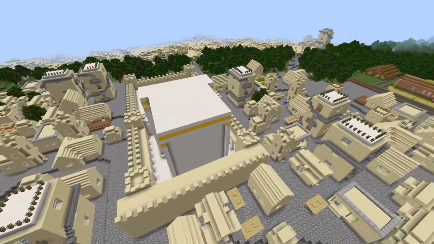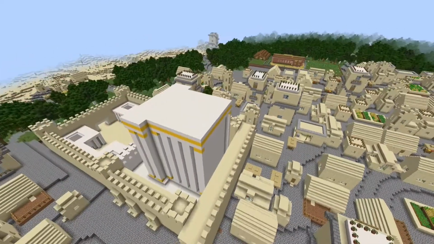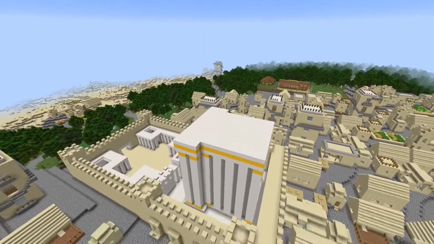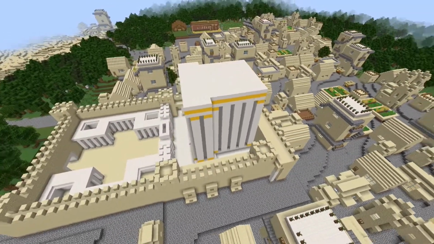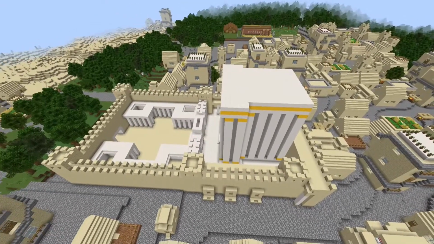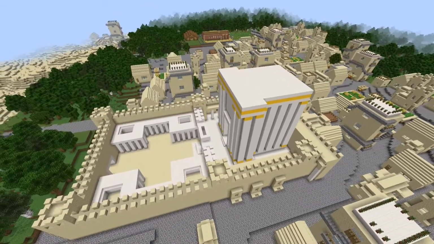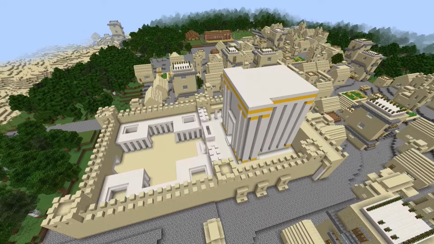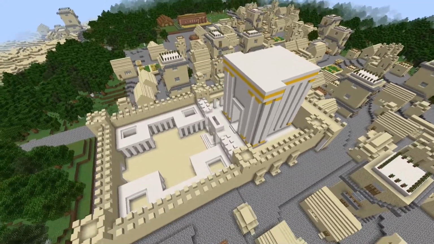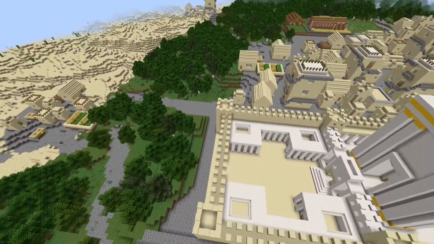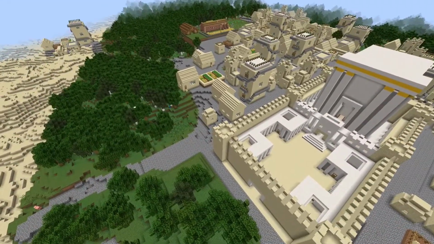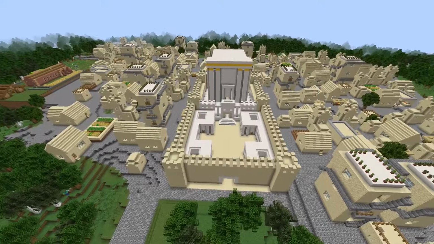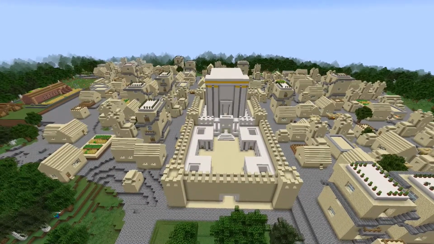And this was much smaller than the first temple. The first temple was quite a lot bigger, right, than this temple. But I mean, this is childish, and I agree, it's kind of childish.